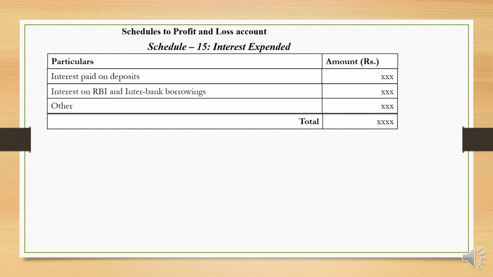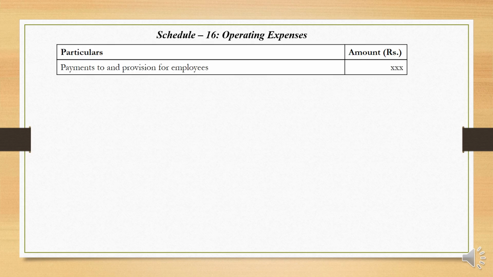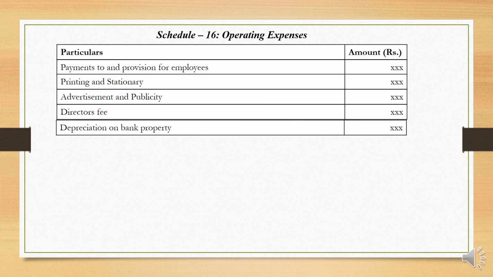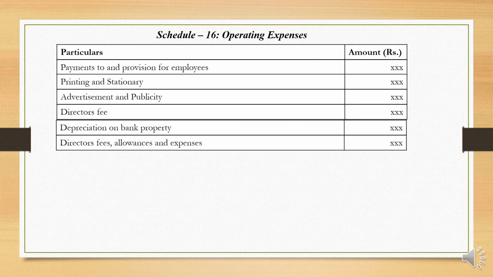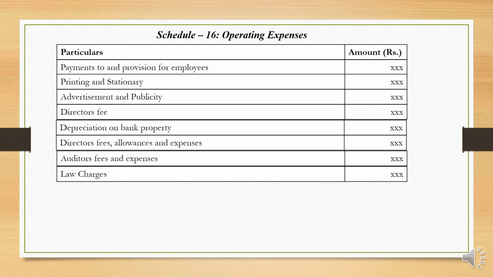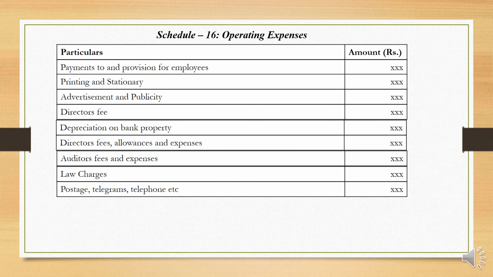Now we'll move on to the last schedule, schedule number 16, which deals with operating expenses. You know the meaning of operating expenses. These are the various items. Payment to and provisions for employees, wages, salary, all those things come under this heading. Then printing and stationery, advertisement and publicity, directors' fees, then depreciation on bank property, directors' fees, allowances and expenses, then auditors' fees and expenses, then law charges, then postage, telegrams and telephone expenses, etc.